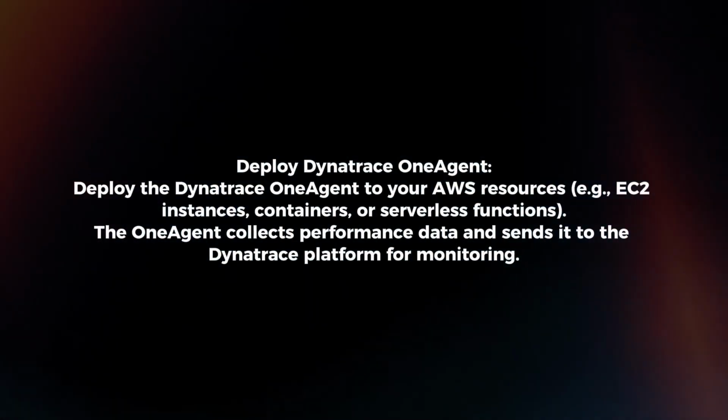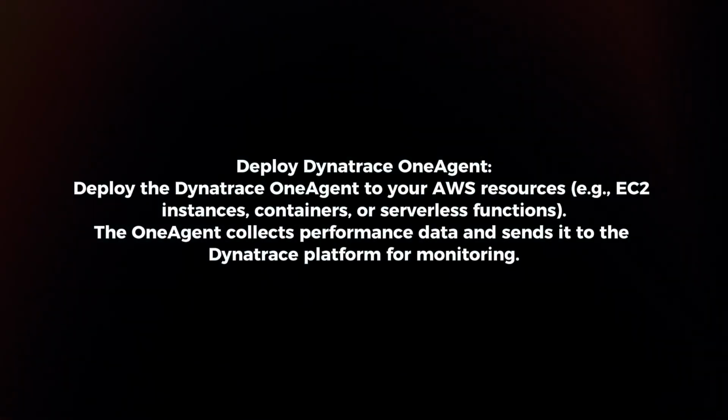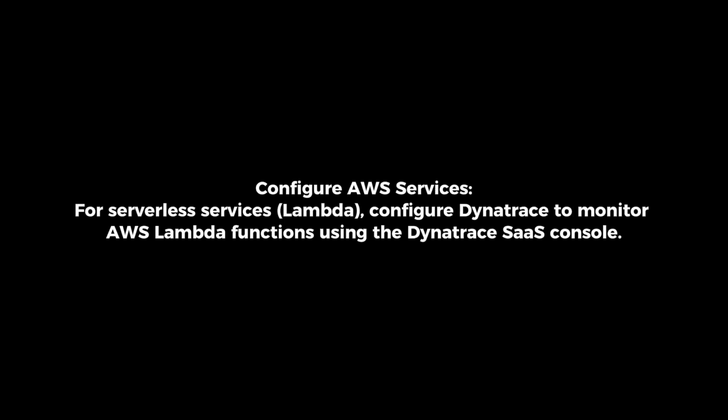Deploy Dynatrace OneAgent. Deploy the Dynatrace OneAgent to your AWS resources. The OneAgent collects performance data and sends it to the Dynatrace platform for monitoring. Configure AWS services. For serverless services, configure Dynatrace to monitor AWS Lambda functions using the Dynatrace SaaS console.